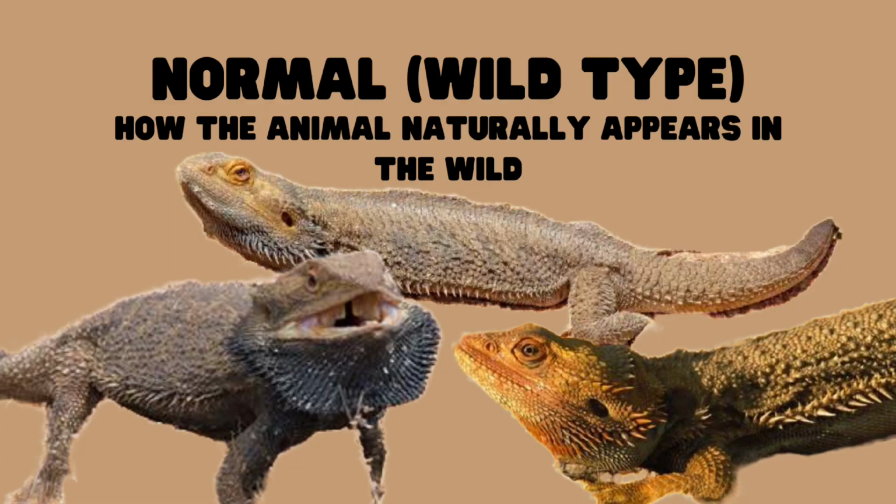First up, we're going to have normals. You may hear some people refer to these as wild types, and that is because it's how they naturally appear in the wild. So if you went out into the Australian outback, that is what you would find, normal central bearded dragons. That's not to say that normal bearded dragons can't be absolutely stunning. As you can see on the screen, they come in a variety of colours, even in their natural form, and that's going to be greys, browns, golds, even through to some oranges and reds and stuff like that, which leads us on to high reds.